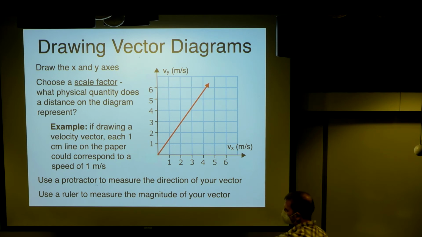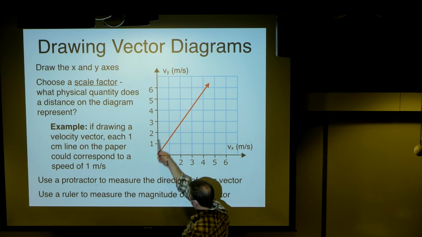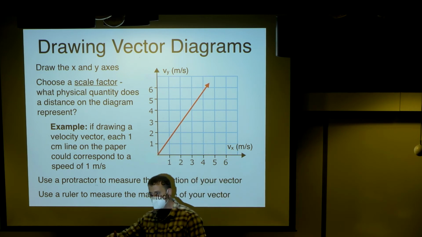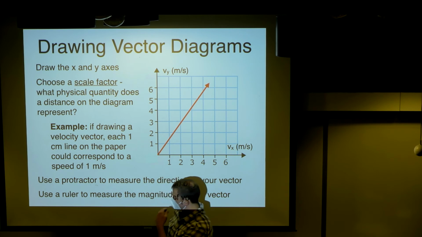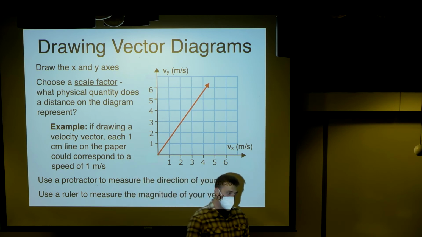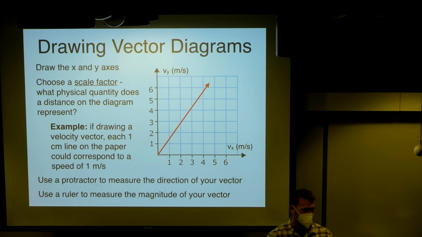So just one example of how we could do this is, let's say I have this graph paper with centimeter line markings all across it. Maybe each centimeter represents 1 meter per second of velocity. Okay, that's one possible scale factor we could choose, but really it could be anything you want, depending on the situation. But do we understand the idea? Okay, so we have a scale factor picked out.